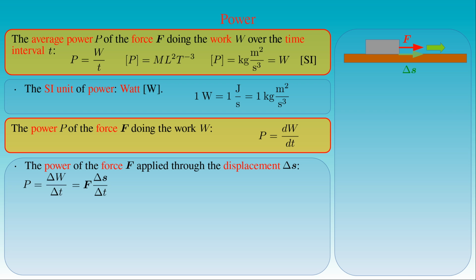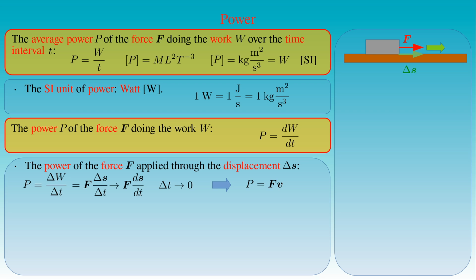Then the instantaneous power P of the force F over the time interval delta t is given by the scalar product of the force F and the ratio of the displacement vector delta S to the time delta t. By taking the limit of this expression as delta t tends to 0, we can write the ratio as the derivative of the displacement delta S with respect to the time t, which is equal to the instantaneous velocity v of the body. As a result, the instantaneous power P of the force F is equal to the scalar product of the force F acting on the body and the velocity v of the body.